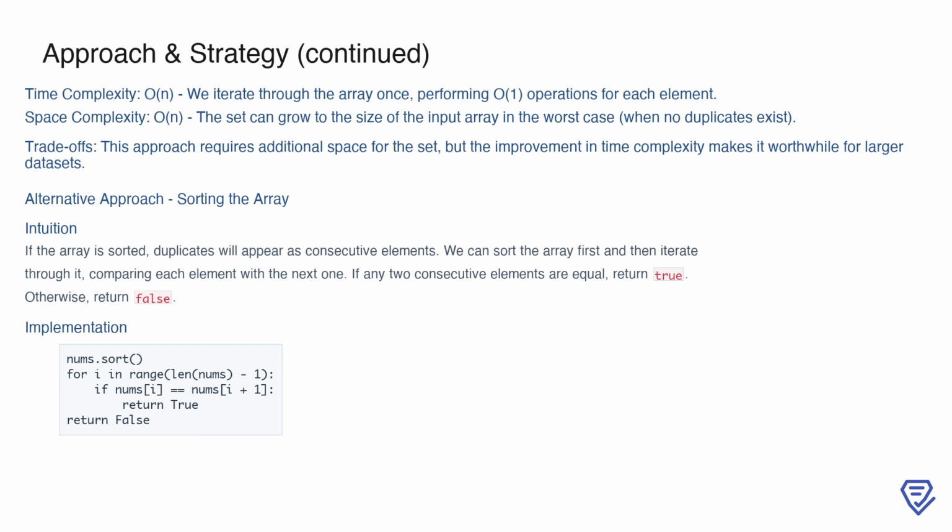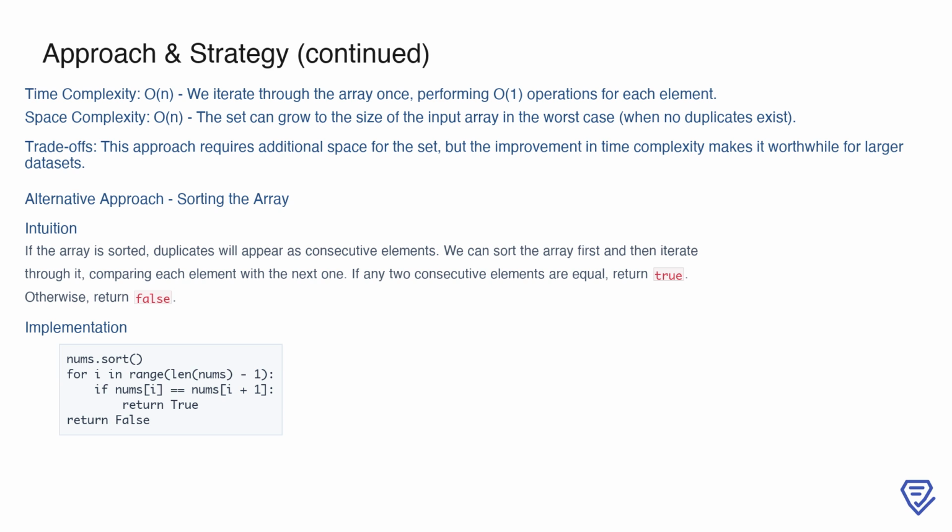The time complexity of the hash set-based approach is O(n), because we traverse the array once, performing O(1) operations for each element. However, the trade-off is in the space complexity, which is O(n) as well. This is because, in the worst-case scenario, where there are no duplicates, the set will grow to the size of the input array.